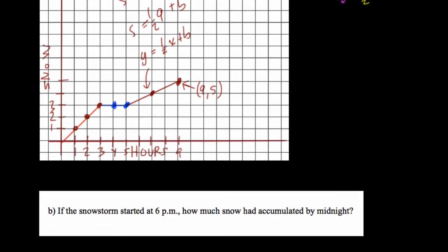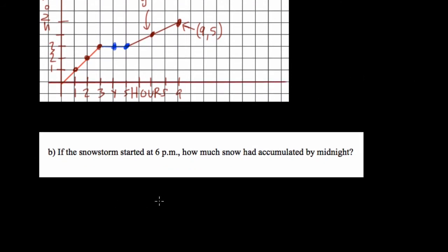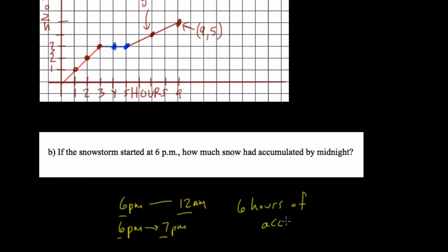If the snowstorm started at 6 p.m., how much snow had accumulated by midnight? Well, how many hours are there from 6 p.m. to midnight, which is 12 a.m.? Here we can just do the subtraction. Because if we're going from 6 p.m. to 7 p.m., that's 1 hour, and 7 minus 6 is 1. So here, 12 minus 6 is 6 hours. So we have 6 hours of accumulation.